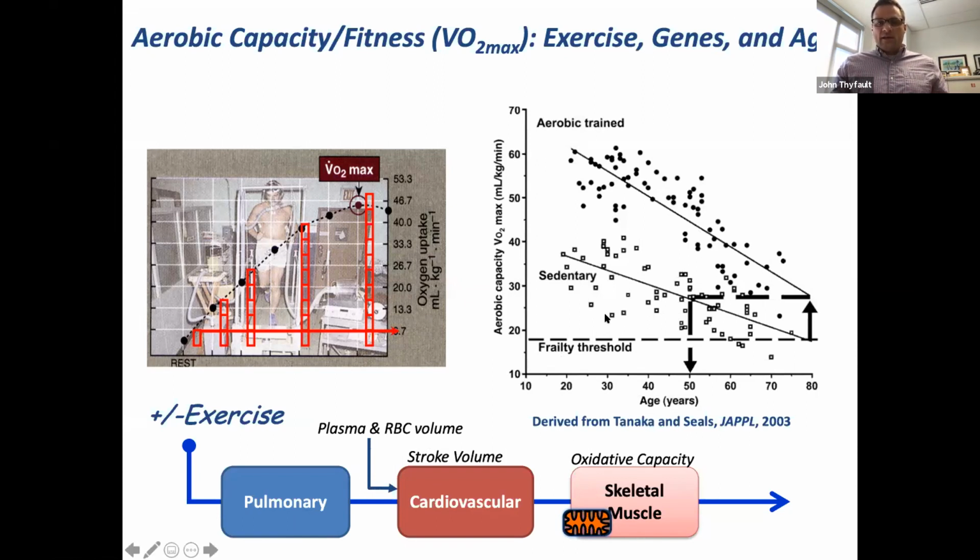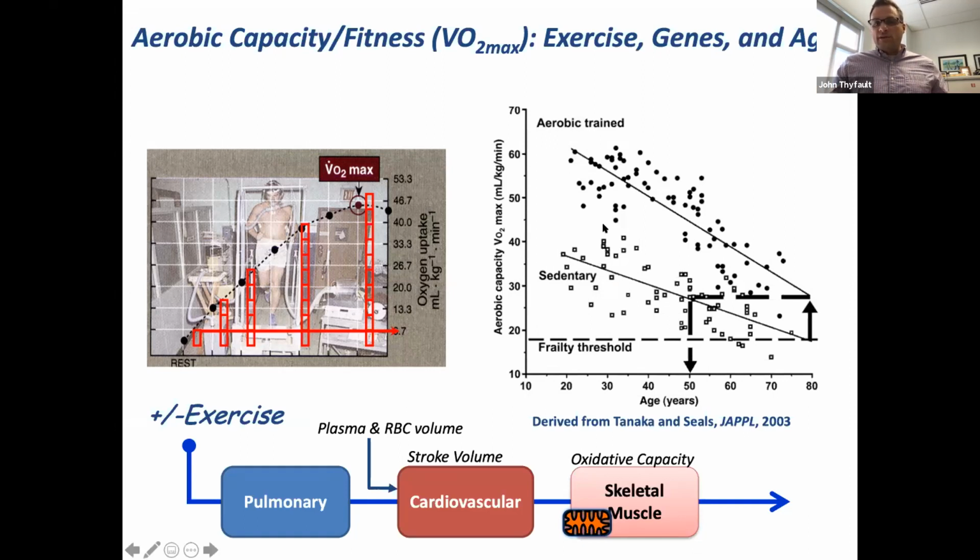So this is a study where they look cross-sectionally at aerobic capacity in individuals who were either aerobically trained their whole life or sedentary their whole life. And you can see that at a young age, aerobic capacity is much higher if you're an active exerciser. So this would be like bone density at a young age. You want to get as high as you can at a young age.